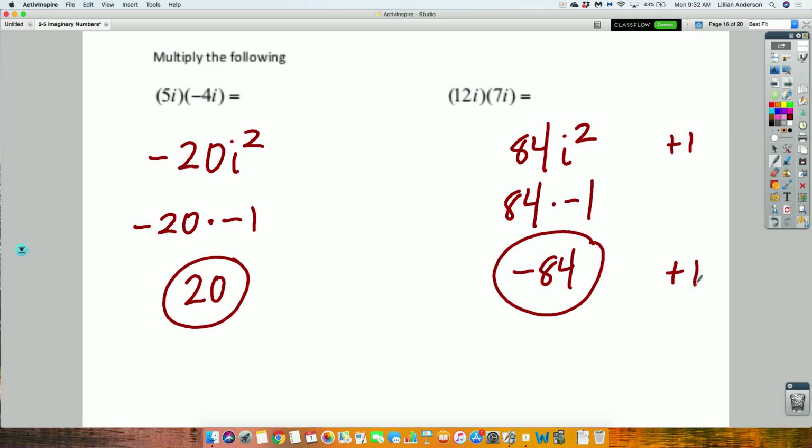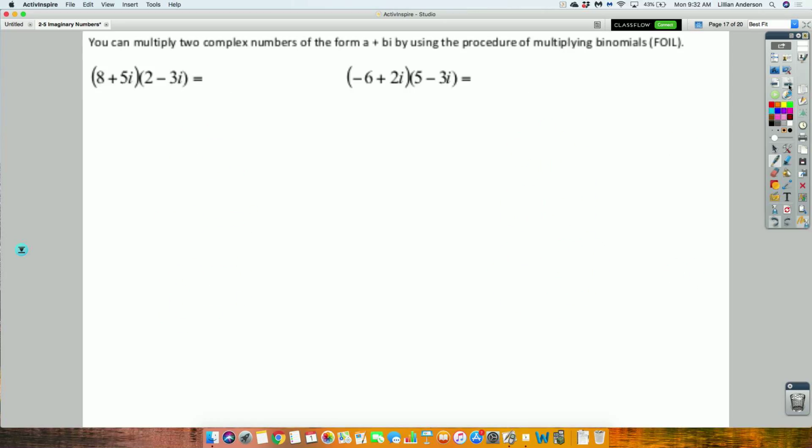Those are the easy ones where you're just multiplying a monomial by a monomial, but what if you're multiplying a binomial? You have to FOIL. You can't escape it. It's everywhere. First, 8 times 2. What's 8 times 2? 16. Outer. What's 8 times a negative 3i? Negative 24i.